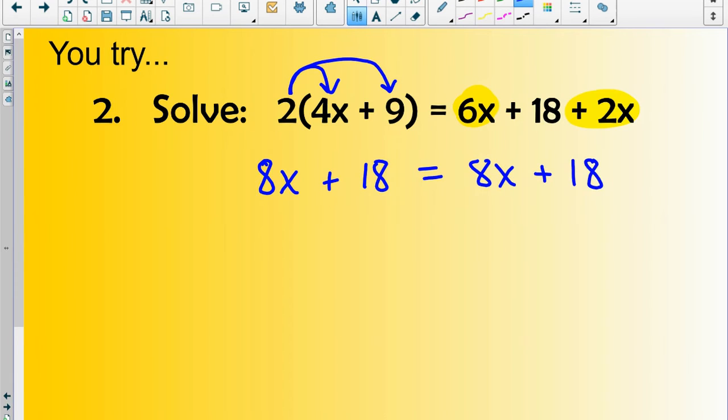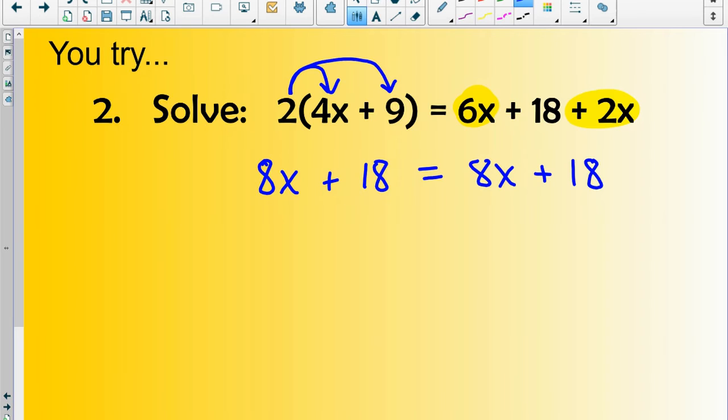As we look at this equation, we notice something right away. 8x plus 18 equals 8x plus 18. Let's continue and see what happens.